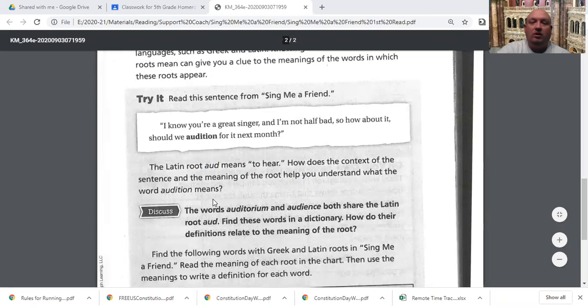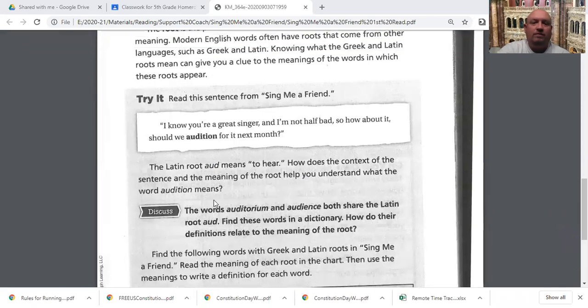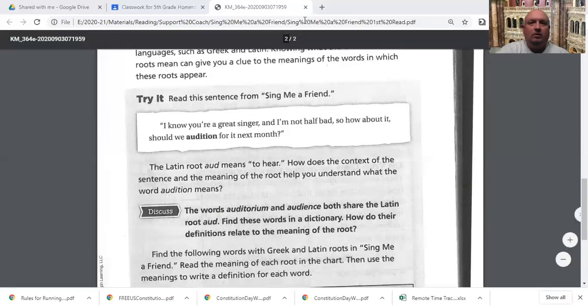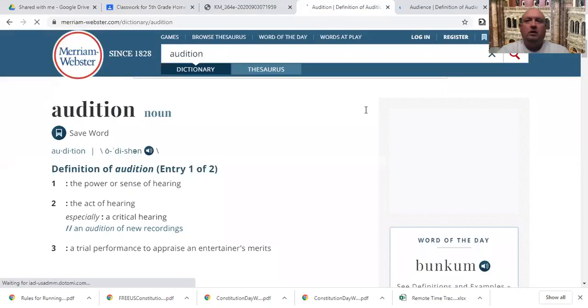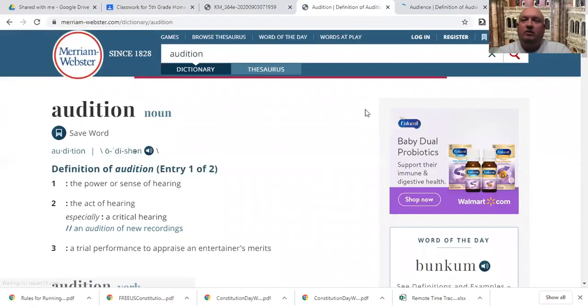The words audition and audience both share the Latin root aud. Find these words in a dictionary. How do their definitions relate to the meaning of the root? If you don't happen to have a physical dictionary nearby, one such online dictionary is merriam-webster.com. You could type in m-w.com and it'll bring you here.